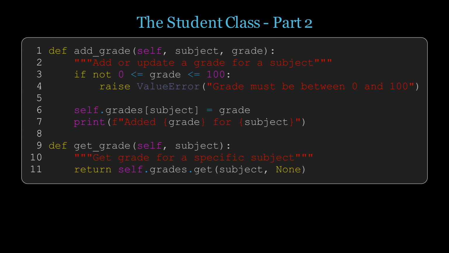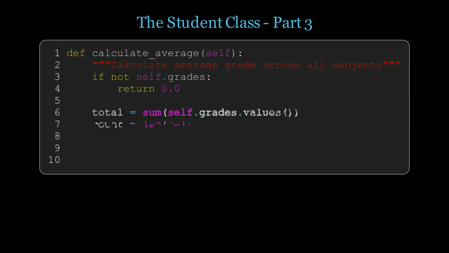The getGrade method retrieves a grade for a subject. We use the dictionary's get method which returns None if the subject doesn't exist, preventing KeyError exceptions. This is defensive programming, anticipating potential problems.